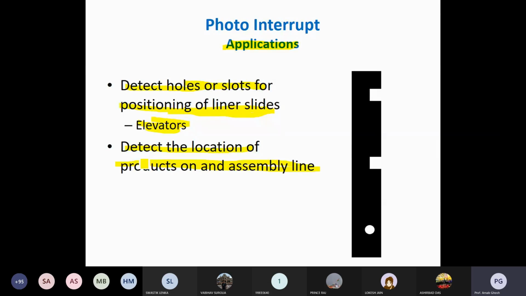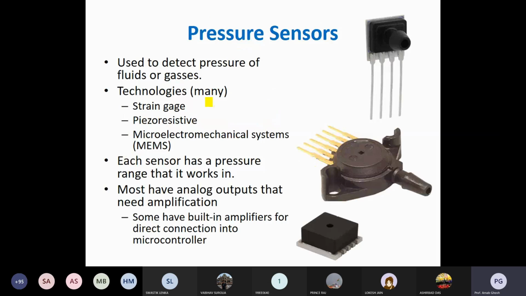So the second option is pressure sensors. Pressure sensors are also there, used to detect the pressure of fluids and gases. We are going to measure the pressure of fluids or gases. There are different diagrams of pressure sensors, but the signals you get are examples of electronic sensors. The technologies are strain gauge, piezoresistive, microelectromechanical system, names that I have already told you.